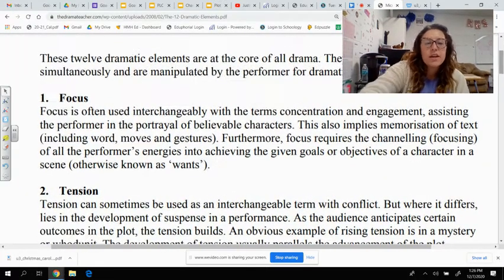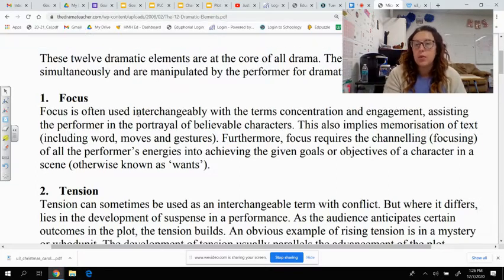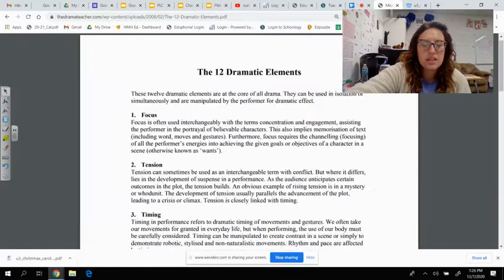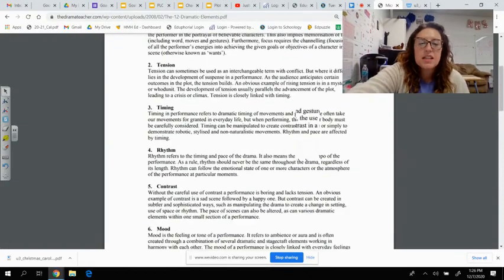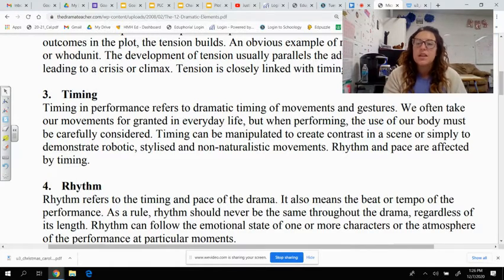Okay, focus. It can be used interchangeably with the terms concentration and engagement. It just assists the performer in the portrayal of believable characters. So this is kind of the actor's focus on their character. Memorizing lines, movements, gestures, that sort of thing. We did tension. Timing, again, this all has to do with the stage performance.